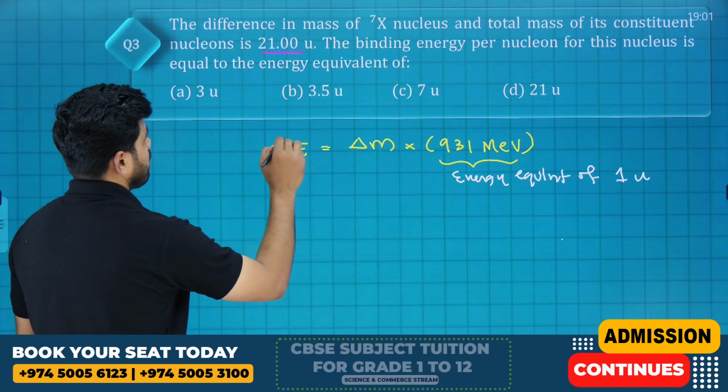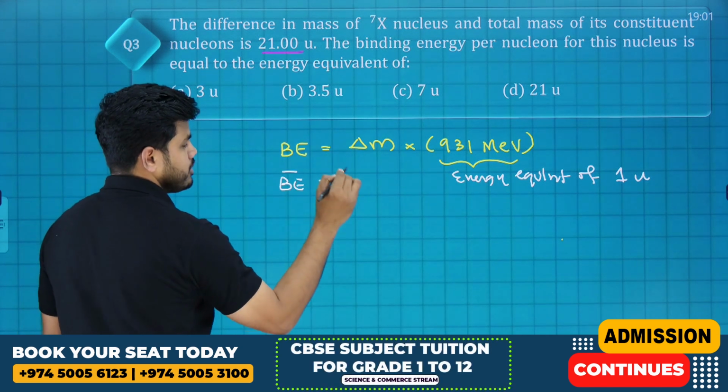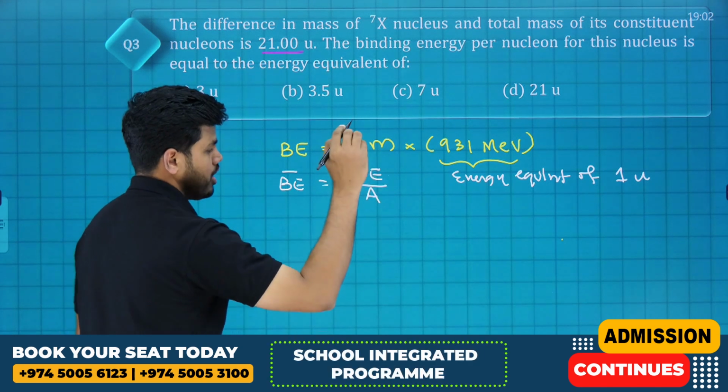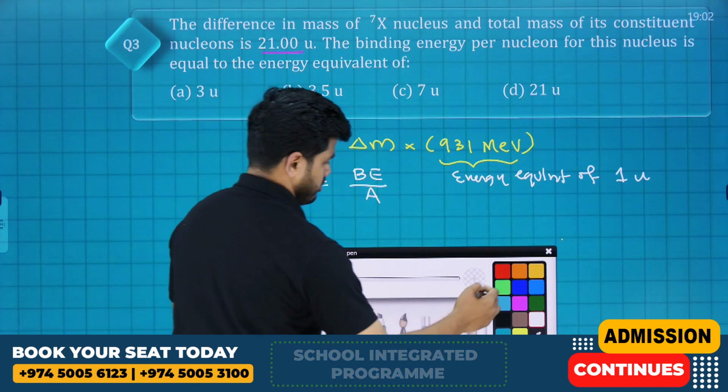And how will you calculate binding energy per nucleon? Binding energy per nucleon of the nucleus is going to be the total binding energy divided by its mass number. Okay, total binding energy by its mass number.